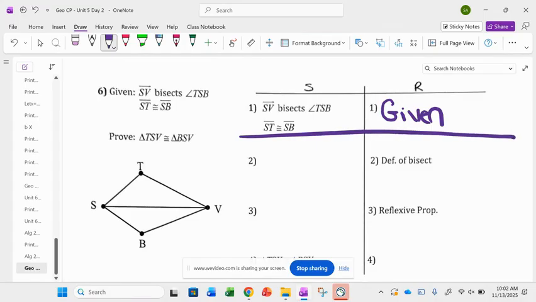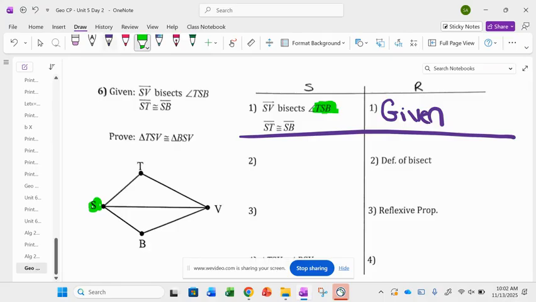Okay, so in the given information, it says that SV bisects angle TSB. Bella, what happens when you bisect an angle? Good. We get two congruent angles. So this is a point where a lot of students mess up. Where are the angles going to be congruent? So it says that we're bisecting angle TSB. So you go to the middle letter S and then you look inside.